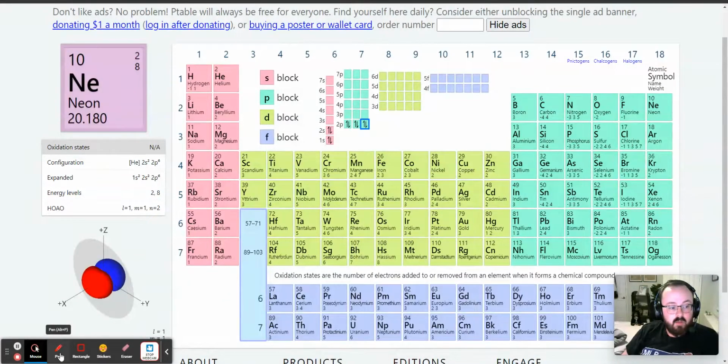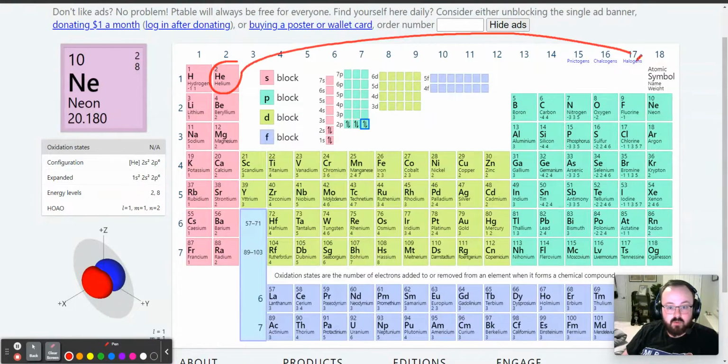The reason, and I think this is just a good detour, now that I'm really thinking about it, the really good reason that helium is usually over here is because helium is a noble gas. Here's our noble gases.